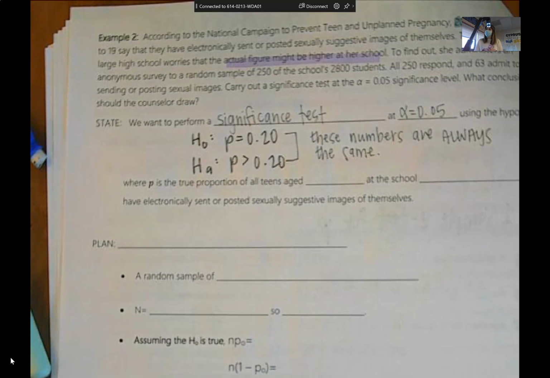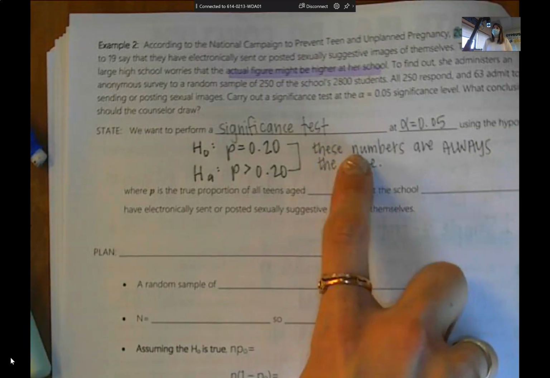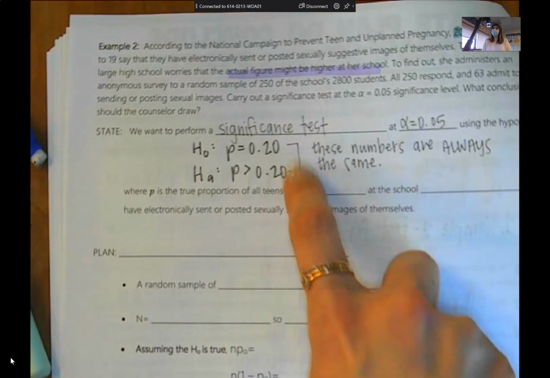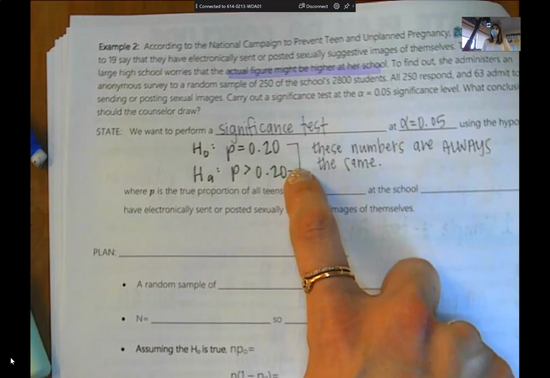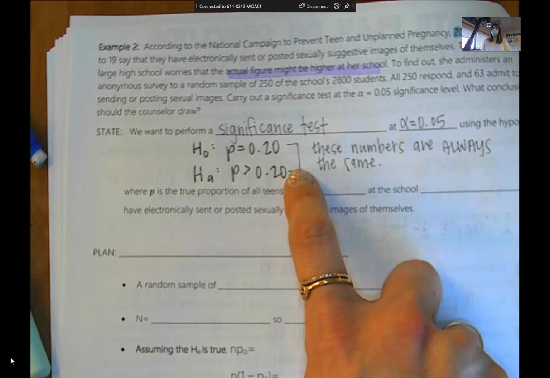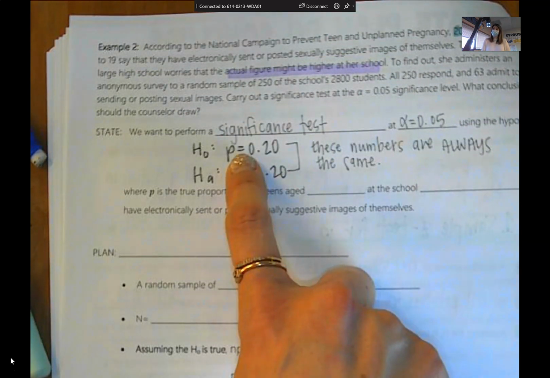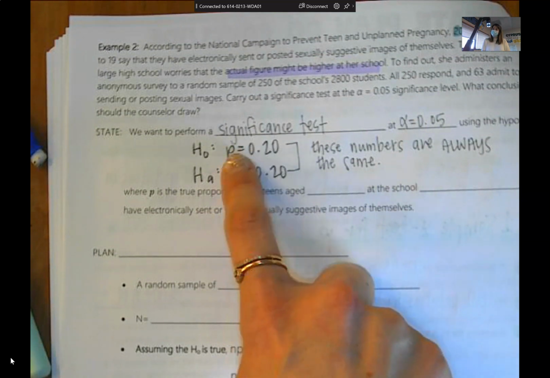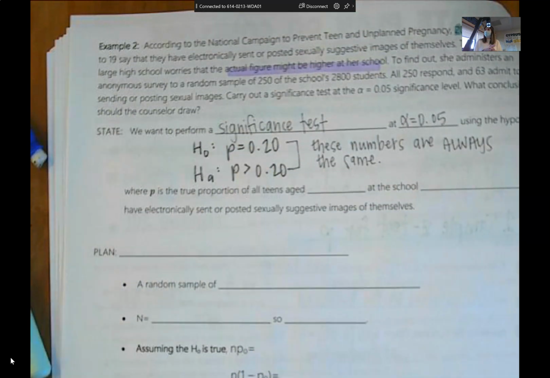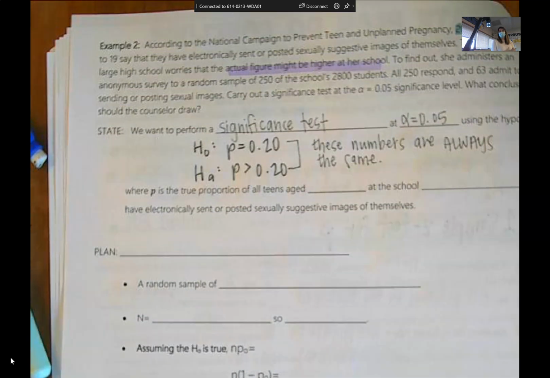Okay, so your null is that the true proportion at her school is 20%. The alternative is that it's really more than that. And I wanted to add in a note here. Remember that your null and alternative always have the same number. What changes is your inequality or your equals. So the null is always equals. The alternative will be an inequality, but the number will be the same.